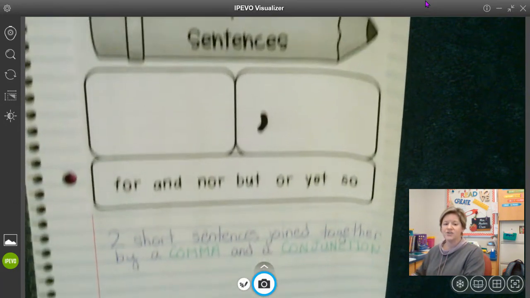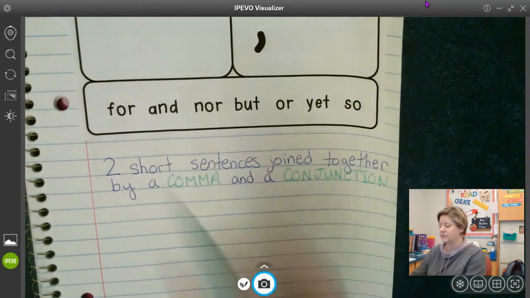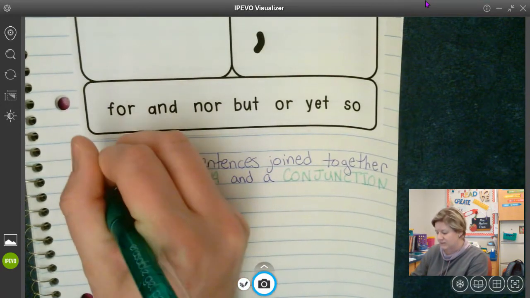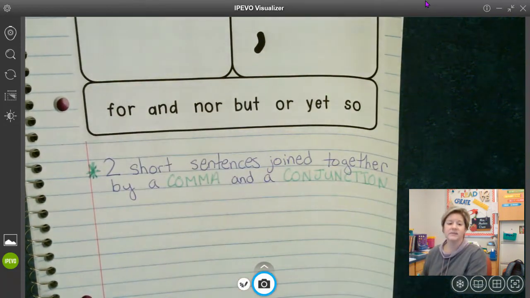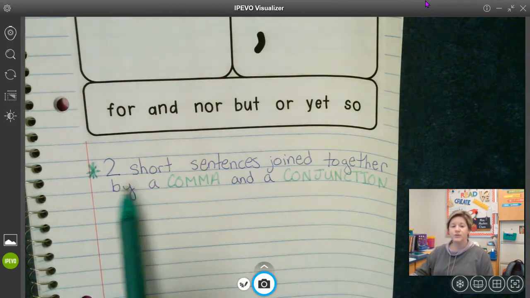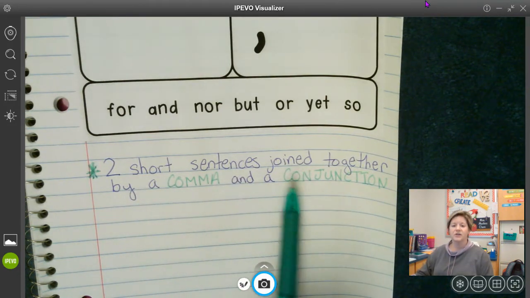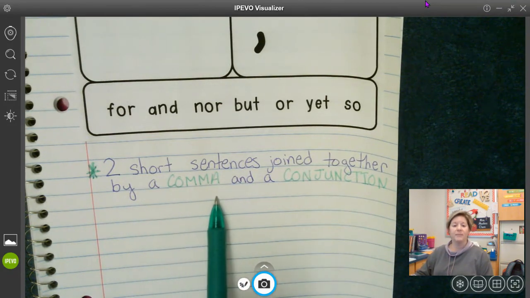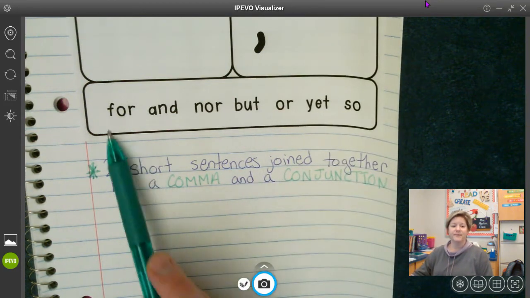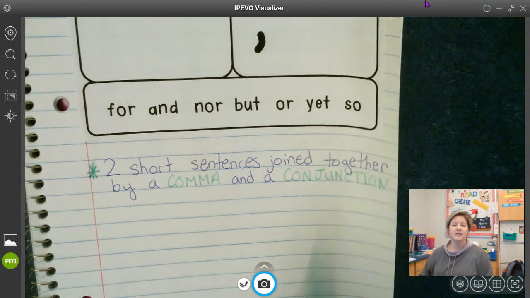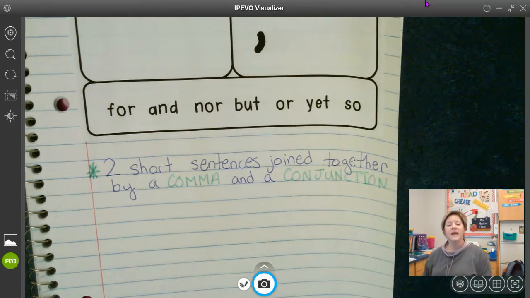I want you to slide your notebook down just a little bit. We're going to write a definition down here, and I'm going to put a star here so I know how important it is. So a compound sentence is two short sentences joined together by a comma, here's a comma here, and a conjunction. Here are my conjunctions. So go ahead and write that sentence down. You can pause the video if you need to. And then we're going to go ahead and look at some examples.